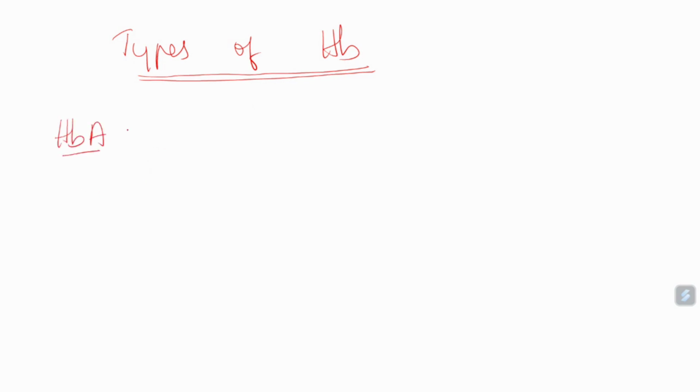Before understanding sickle cell disease, let me tell you some types of hemoglobins. There are so many types of hemoglobins. Actually, I have discussed these points when we discussed anemia, but still, let me revise them. First one, hemoglobin A. Hemoglobin A is also called adult hemoglobin. This is the major form of hemoglobin present in most of the adult population.